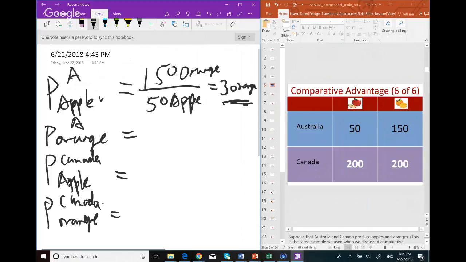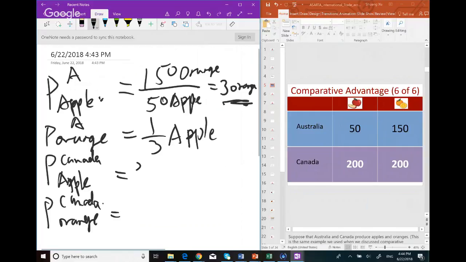And then for orange, do the same thing. But remember, there's a shortcut. So if you have 3 oranges per apple in Australia, then for the same country, the other good, you take the 3, flip it over, that's the answer. So 1 over 3, but apples. So in Australia, to produce 1 orange costs you 1/3 apple.